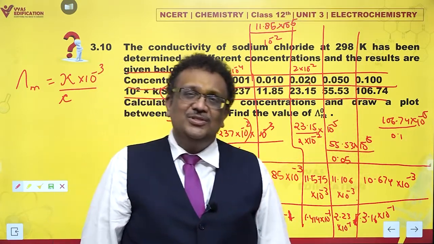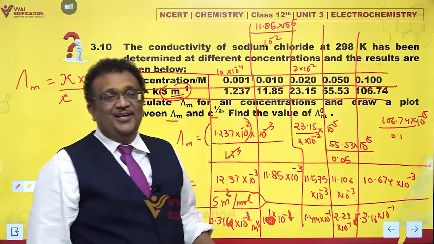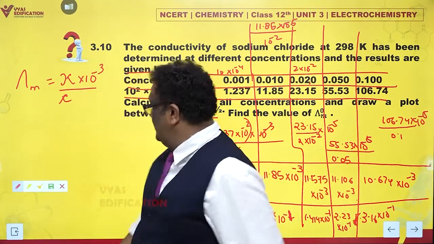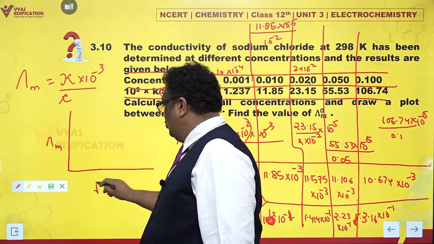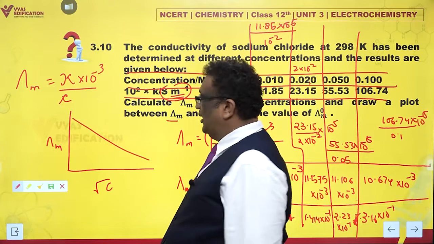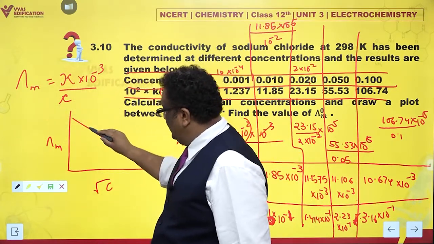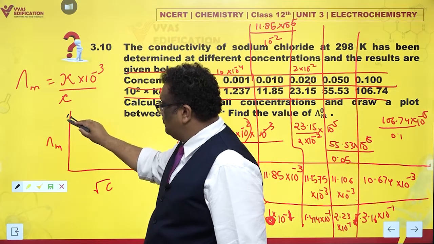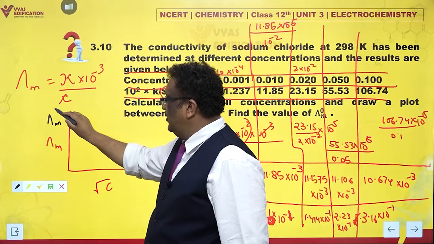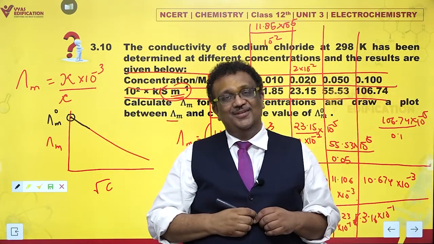Root C is consistently increasing and we can see lambda m is consistently decreasing. So what do I get? Of course, if I plot lambda m versus root C, I would get a straight line going down. If I extrapolate this line, if I extend this line here, then at this point, I get lambda m naught. That would be the value of lambda m naught, right?